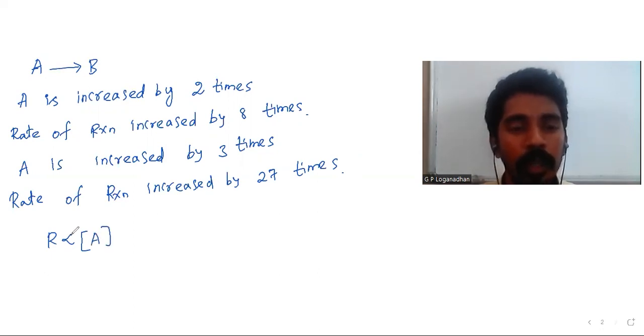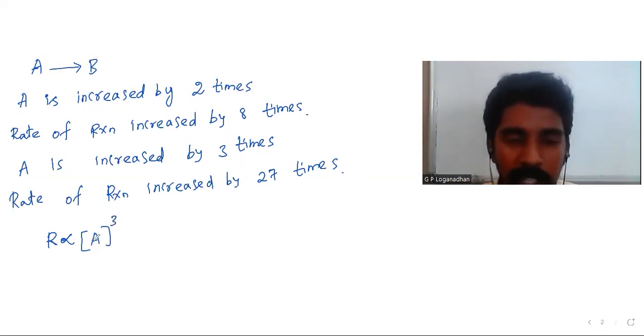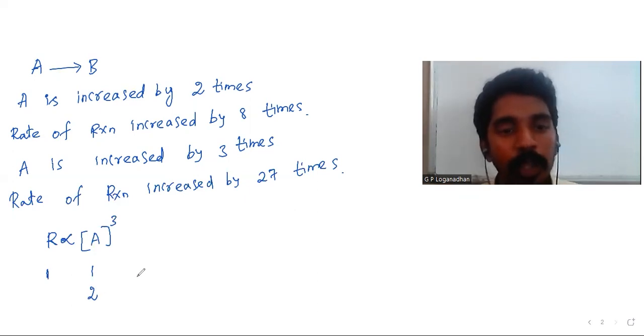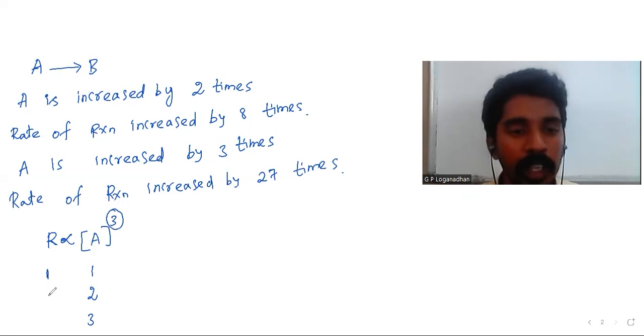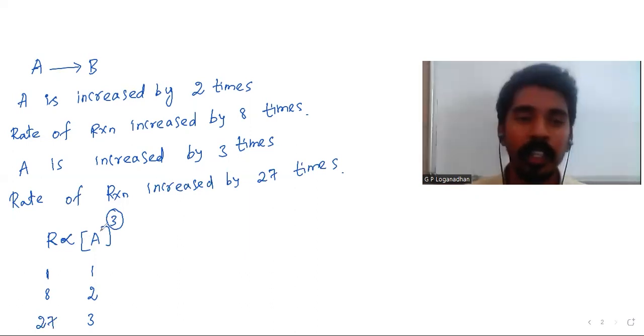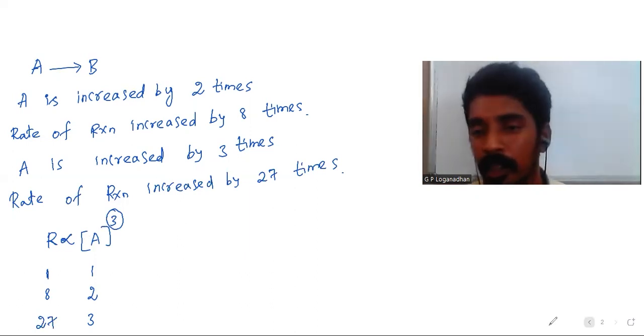to the power 3, because when A is increasing by 1, the rate is also increasing by 1. If A is increasing by 2, then the rate is increasing by 8 times, meaning 2 into 2 into 2. So that is why I am taking the power 3. If A is increased by 3 times, then the rate is increasing by 27 times. And this is how you will be finding the rate law or rate equation or rate expression.